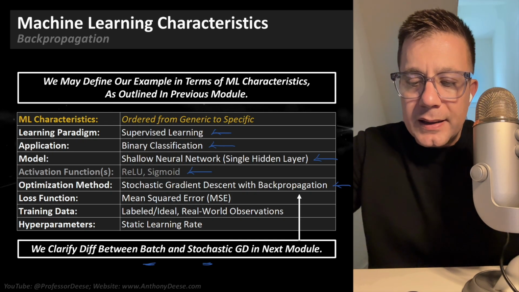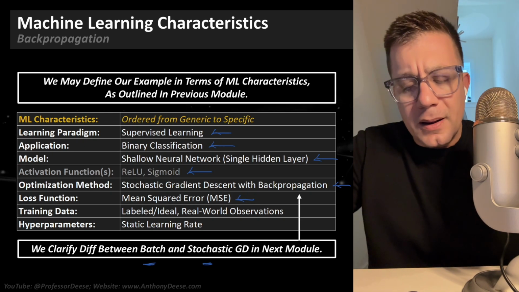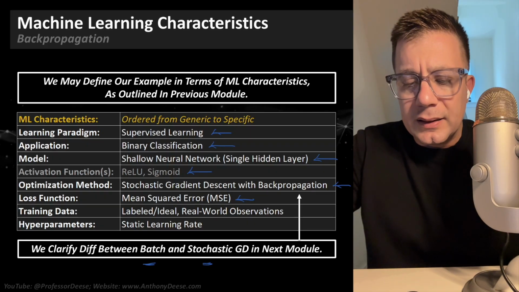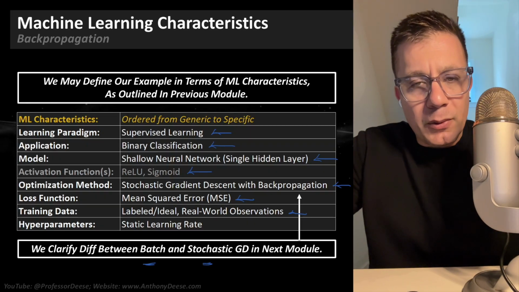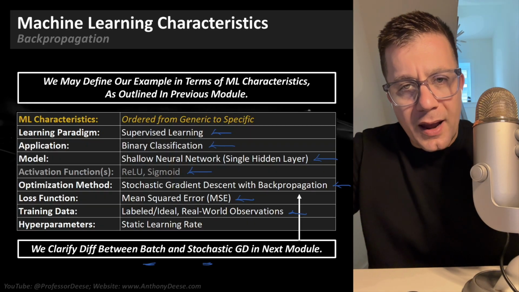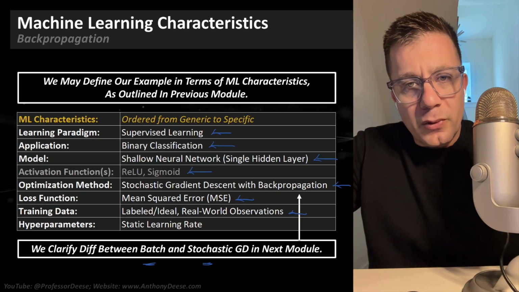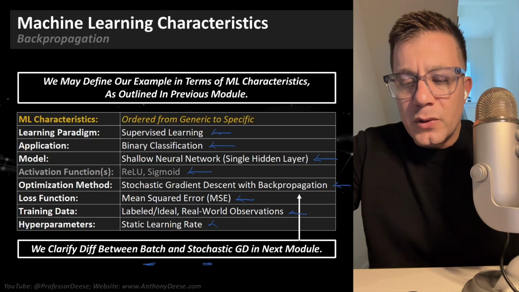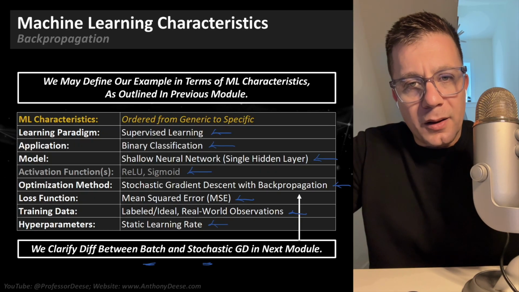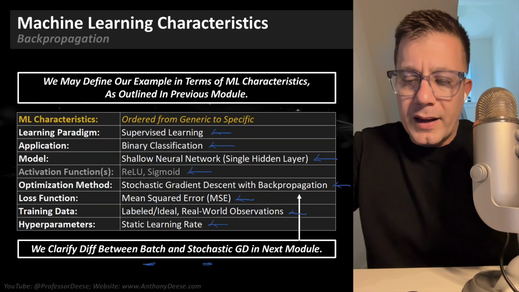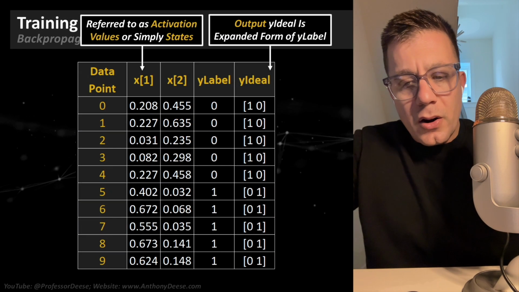The loss function is mean squared error, one that we've seen in many previous modules. We've discussed that at length. The training data is labeled real world observations, right? The handwritten symbols. And the hyperparameters, we really only have one, and that's going to be a static learning rate. We're not going to be using an adaptive learning rate here, and we're not going to be discussing momentum or weight decay.